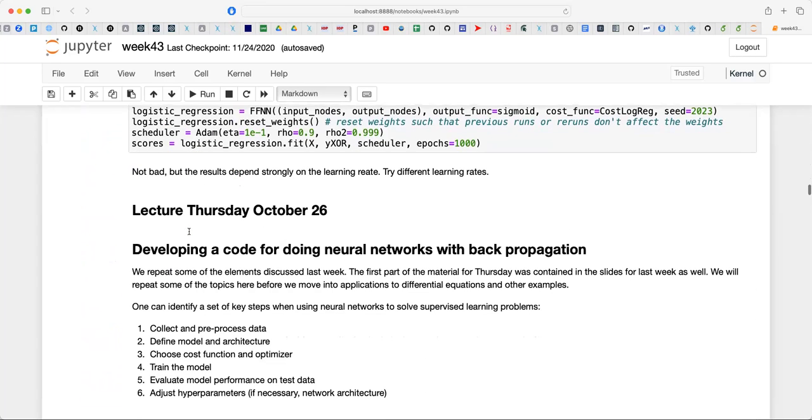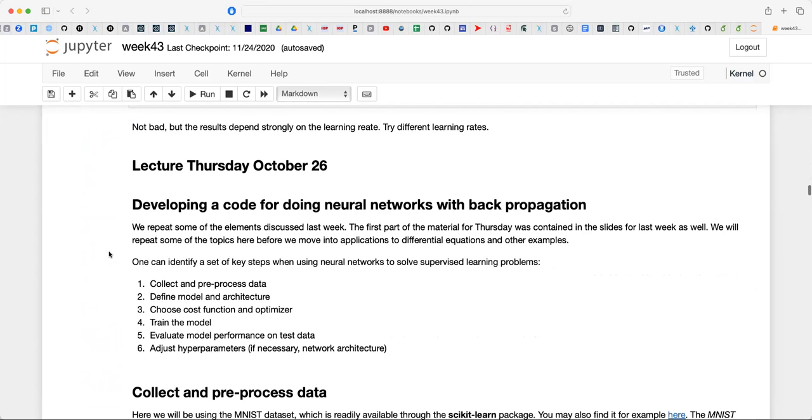So let's now move into the way we are going to set up the code and just quickly remind ourselves about it. The thing which I wanted to dive into is the backpropagation piece, which is perhaps the one which is always a little bit more tricky for people to get started with. The thing you would do is collect and pre-process data. You need to define a model and architecture like we did in this simple example. We would choose the cost function and the way we optimize it. We train the model, and then we evaluate the performance of the model on test data. And eventually, we can adjust hyperparameters.